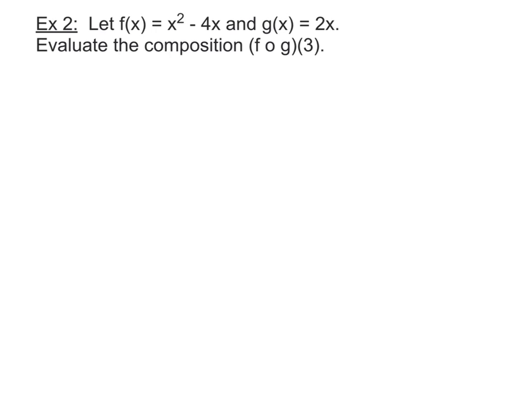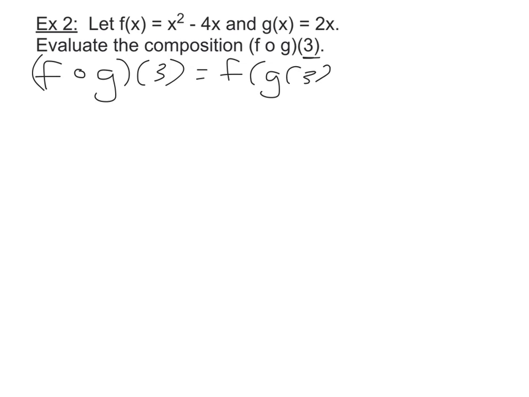For example number 2, we want to evaluate the composition f composition g of 3. Notice our functions: f of x is equal to x squared minus 4x and g of x is equal to 2x. This one's slightly different than example number 1 in the fact that we're no longer just having x, but now notice we have this 3 involved right here. So, for the definition, f composition g of 3 is equal to f of g of 3.